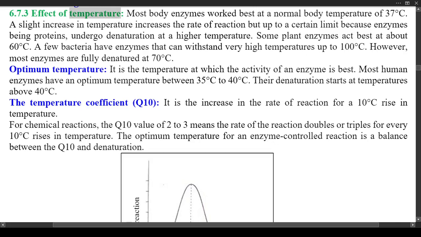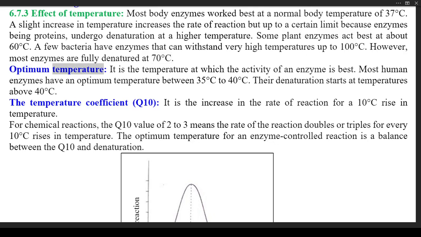6.7.3 Effect of temperature. Most body enzymes work best at a normal body temperature of 37 degrees Celsius. A slight increase in temperature increases the rate of reaction, but only up to a certain limit, because enzymes, being proteins, undergo denaturation at a higher temperature. Some plant enzymes act best at about 60 degrees Celsius. A few bacteria have enzymes that can withstand very high temperatures, up to 100 degrees Celsius. However, most enzymes are fully denatured at 70 degrees Celsius.